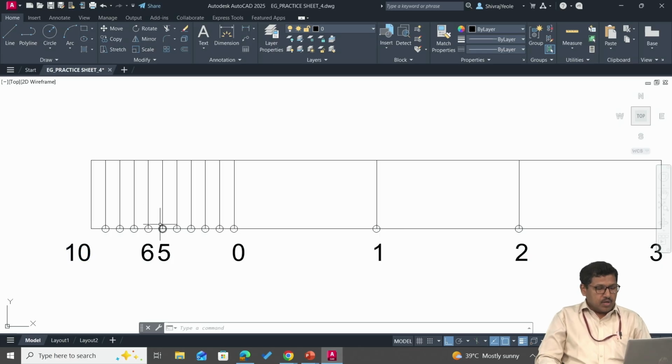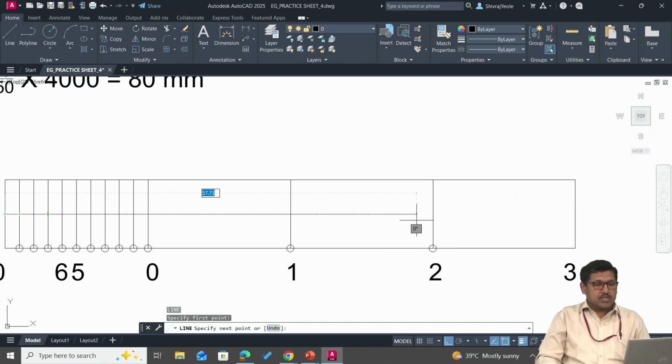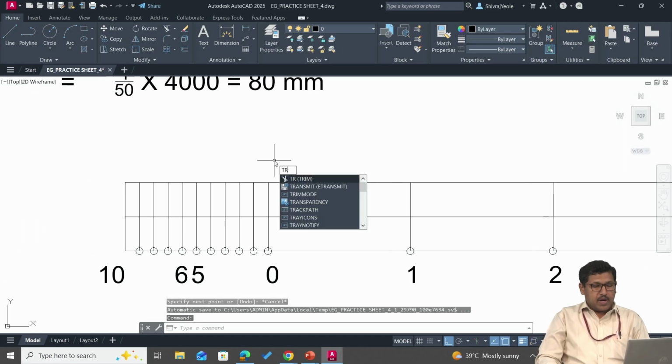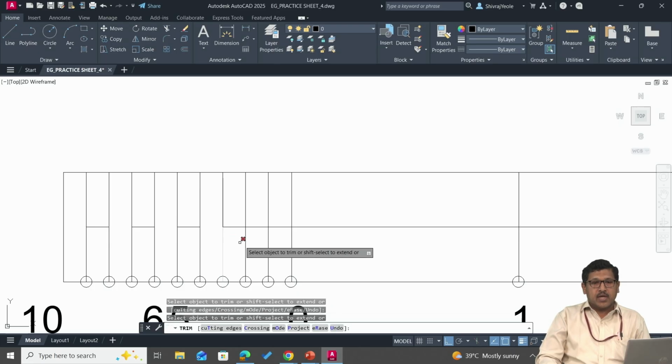Next, again make use of line command and draw a line which starts from the midpoint of the vertical line, that is the line starting from 10, until the midpoint of the vertical line starting from 3. Then make use of trim command and start trimming alternate divisions so as to give it a proper plane scale representation.